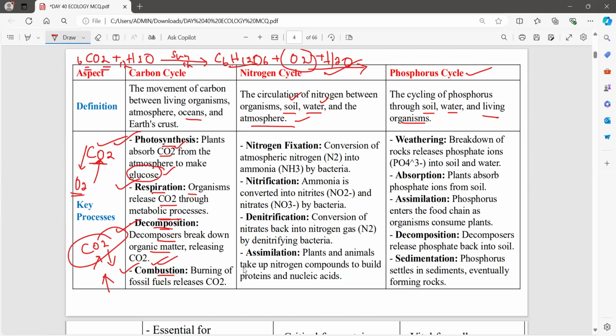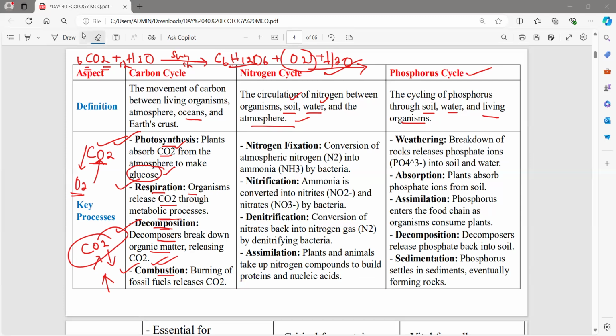Now, my question is, what are the most important greenhouse gases which cause global warming? You should know the terms greenhouse effect, global warming, greenhouse gases. These are the greenhouse gases which create a greenhouse effect. As a result, we are experiencing global warming. Very good. The most important greenhouse gases are carbon dioxide, methane, and nitrous oxide. All these are the major greenhouse gases.